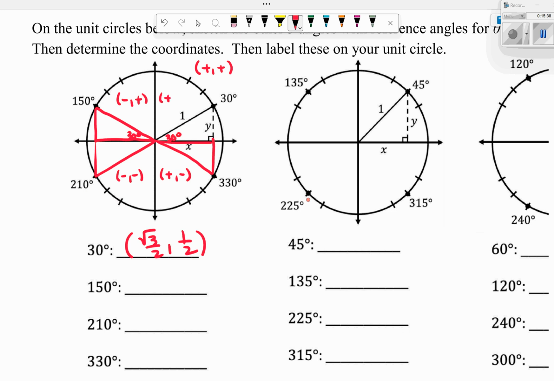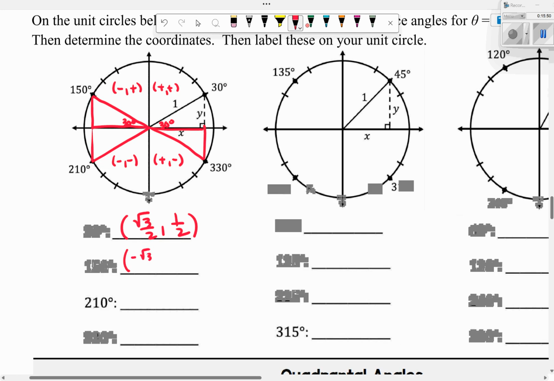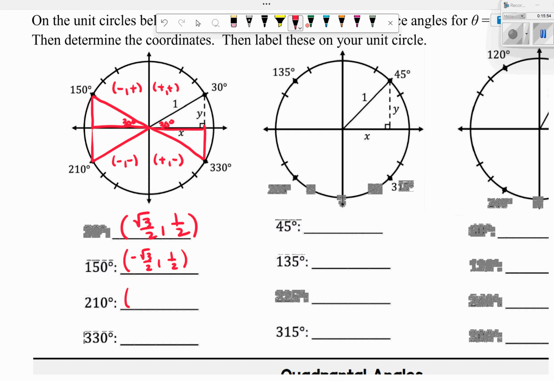This one was positive, positive. So then that means for 150 degrees, if we're going to write that angle, the only thing that's changing from the first quadrant is that it becomes negative root 3 over 2, comma 1/2. And in the next quadrant, your x and y are both negative. So negative root 3 over 2, negative 1/2.